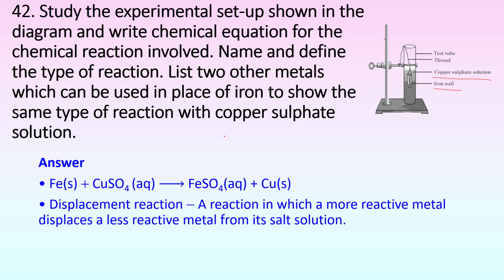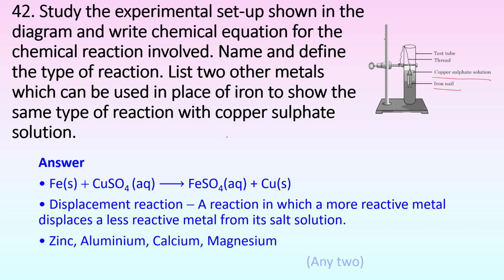List two other metals which can be used in place of iron to show the same type of reaction with copper sulfate solution. So the other metals are zinc, aluminum, calcium and magnesium. We can write any two here.